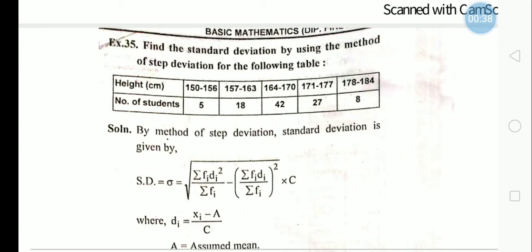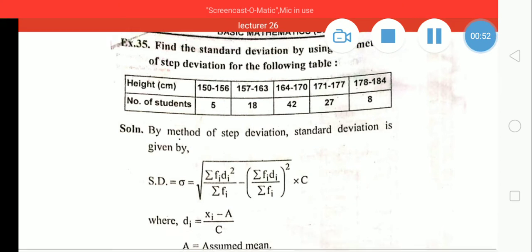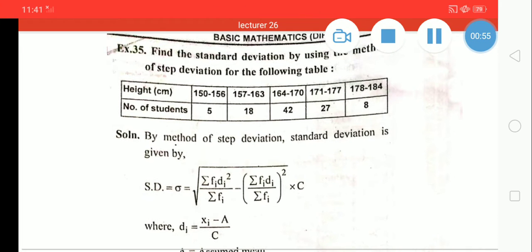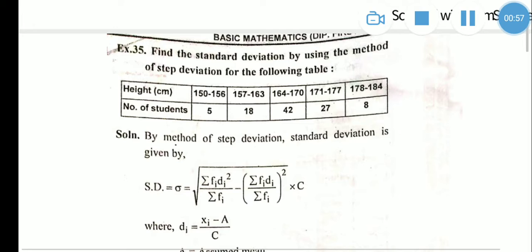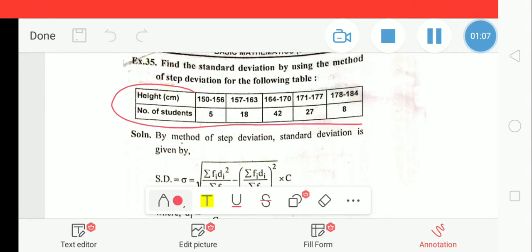Find the standard deviation by using the method of step deviation of the following data. Now we are using step deviation in this sum. Here we have to find the standard deviation of this data, but by using step deviation.